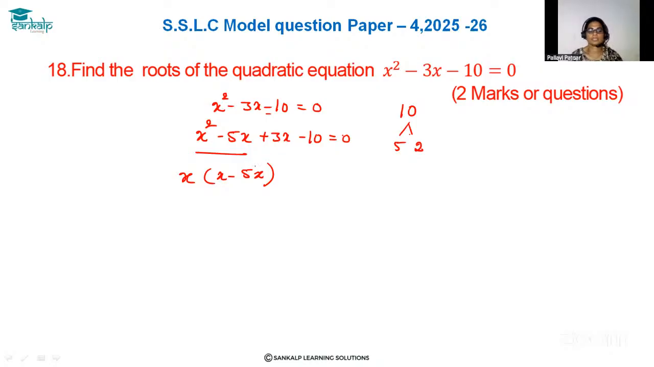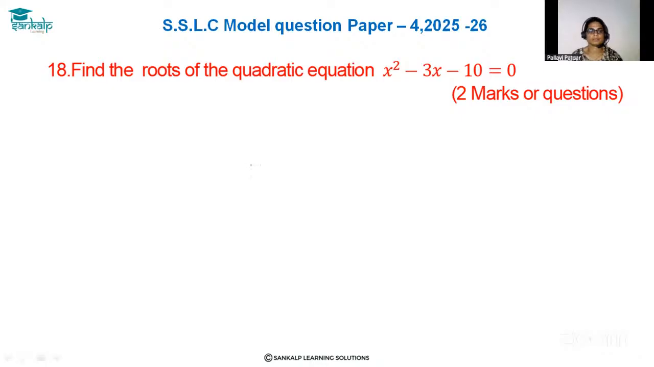Let me repeat the question. Hello everyone. Look at the question number 18. Find the roots of the quadratic equation x square minus 3x minus 10 is equal to 0. So here the quadratic equation is x square minus 3x minus 10 is equal to 0.